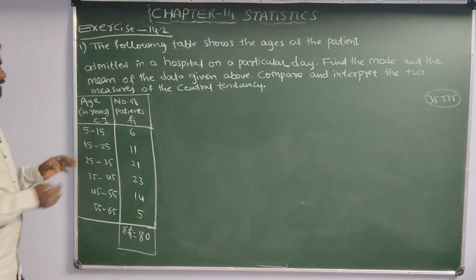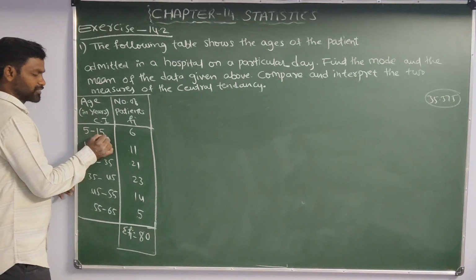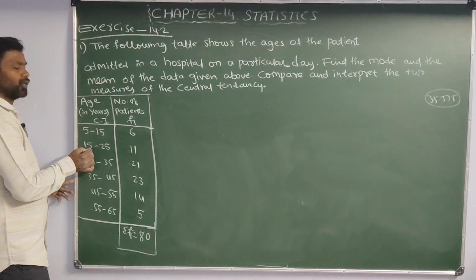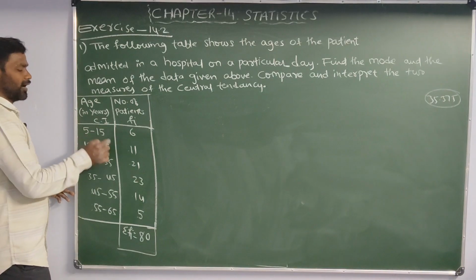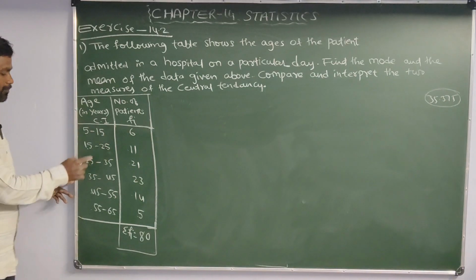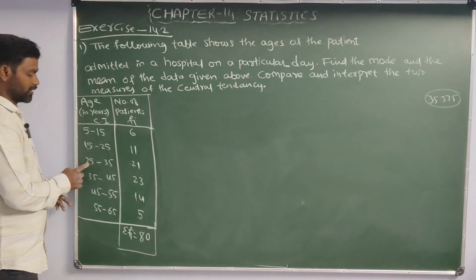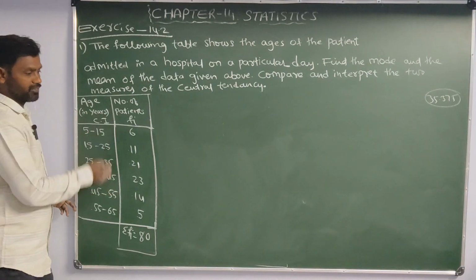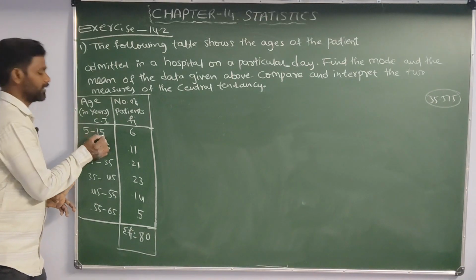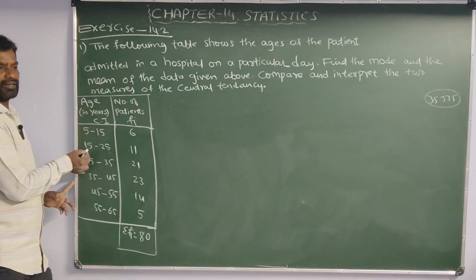Are you getting what I am saying? The upper limit of the first class is the same as the lower limit of the second class, and the upper limit of the second class is the same as the lower limit of the third class. So continuously we get like this. Here it is 15. Immediately we are getting the 15.